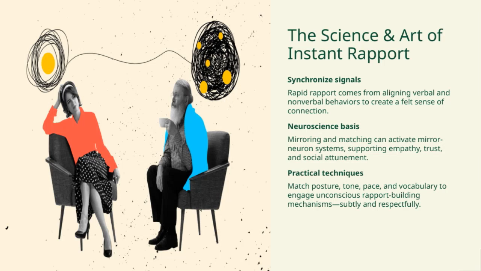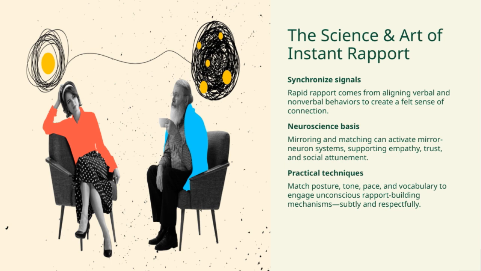Now let's talk about synchronizing signals. Rapid rapport really hinges on aligning both what we say and how we say it, our verbal and nonverbal behaviors. When we do this effectively, we create a felt sense of connection that naturally draws people in. From a neuroscience perspective, this idea is grounded in mirror neuron systems. These are the parts of our brain that fire not only when we perform an action, but also when we observe someone else doing it.